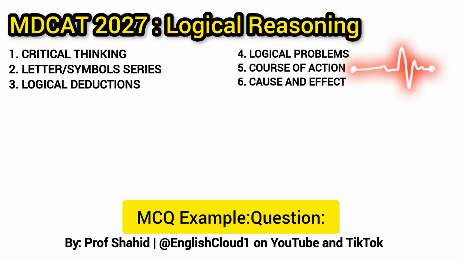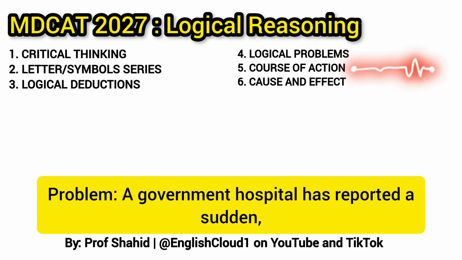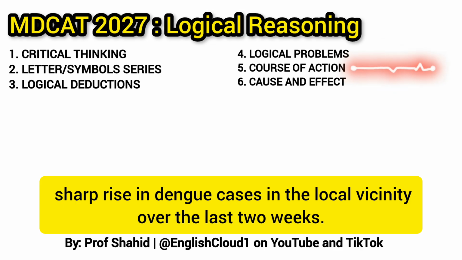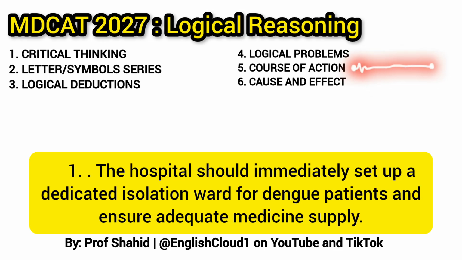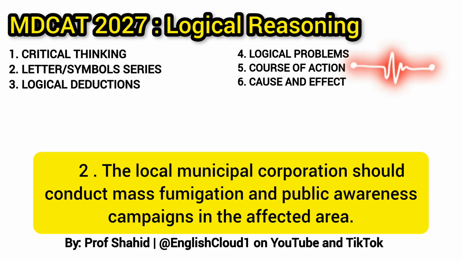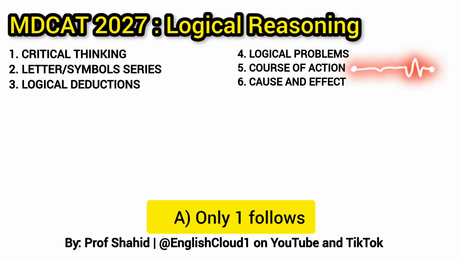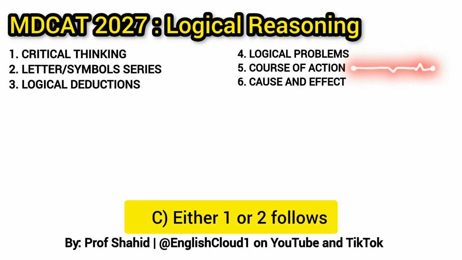MCQ example. Question. Problem: A government hospital has reported a sudden, sharp rise in dengue cases in the local vicinity over the last 2 weeks. Proposed courses of action: 1. The hospital should immediately set up a dedicated isolation ward for dengue patients and ensure adequate medicine supply. 2. The local municipal corporation should conduct mass fumigation and public awareness campaigns in the affected area. A. Only one follows. B. Only two follows. C. Either one or two follows. D. Both one and two follow.